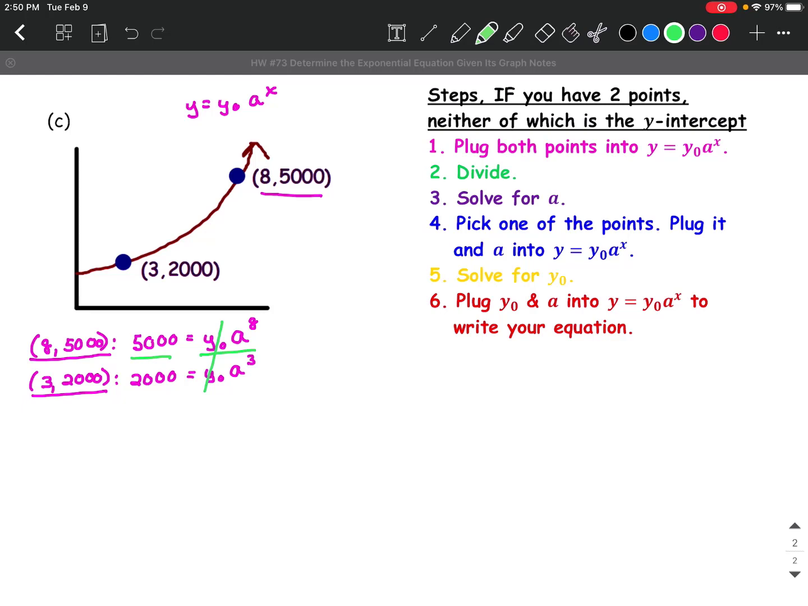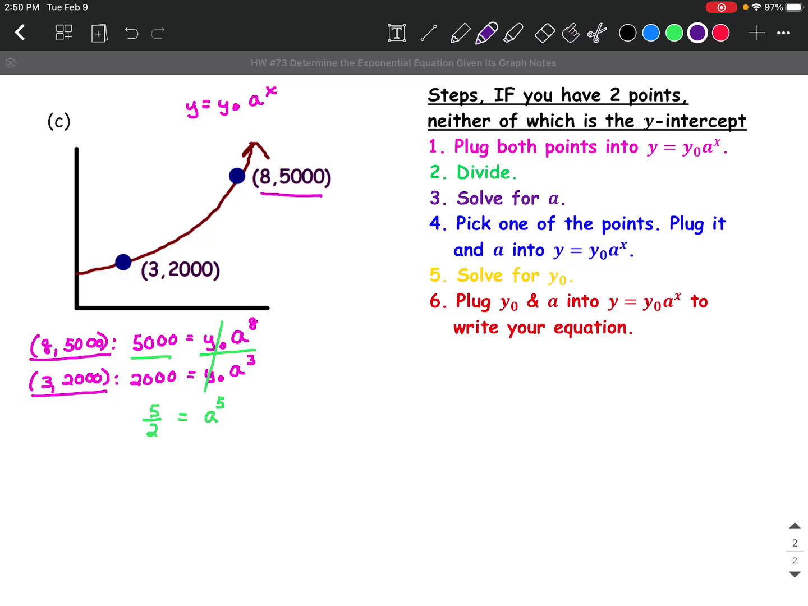And what we have here is 5,000 divided by 2,000. That's 5 halves. If you want to use 2.5, that's fine. And on the other side, 8 to the 8th divided by 8 to the 3rd. We subtract the exponents. 8 minus 3 is 5. Now we have one equation, and we can solve for a.